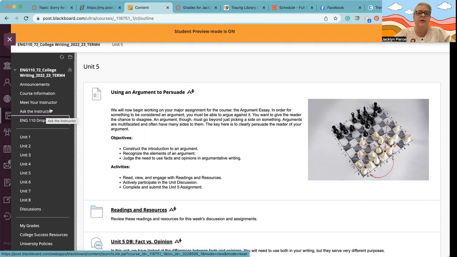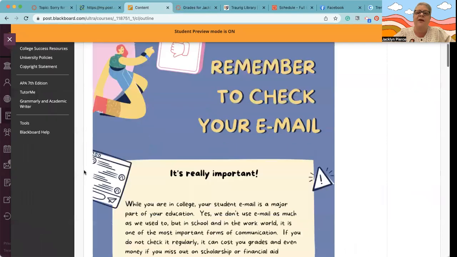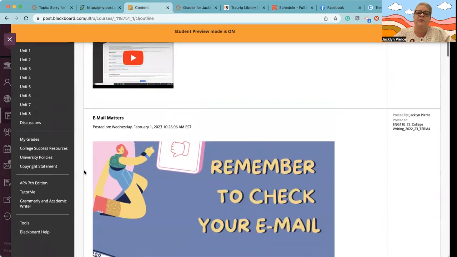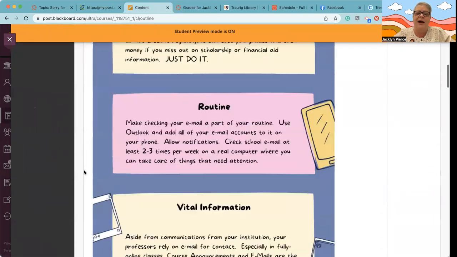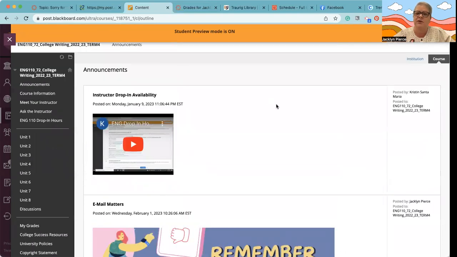Send me an email. The other thing I would point out to you is that if you haven't seen it, there is an announcement from last week about the importance of checking email. So take a look at that. Some of you have not embraced the fact that you have an email when you are in college, and it is so important to use it. So reach out by email if you have questions about a grade. Ask the instructor board if you have questions about the assignment.